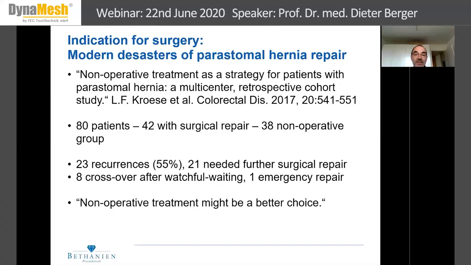So the authors concluded that non-operative treatment might be a better choice, because the results of the repair are so bad that non-surgical observation might be better. That's today, I called it the modern disaster of parastomal hernia repair.